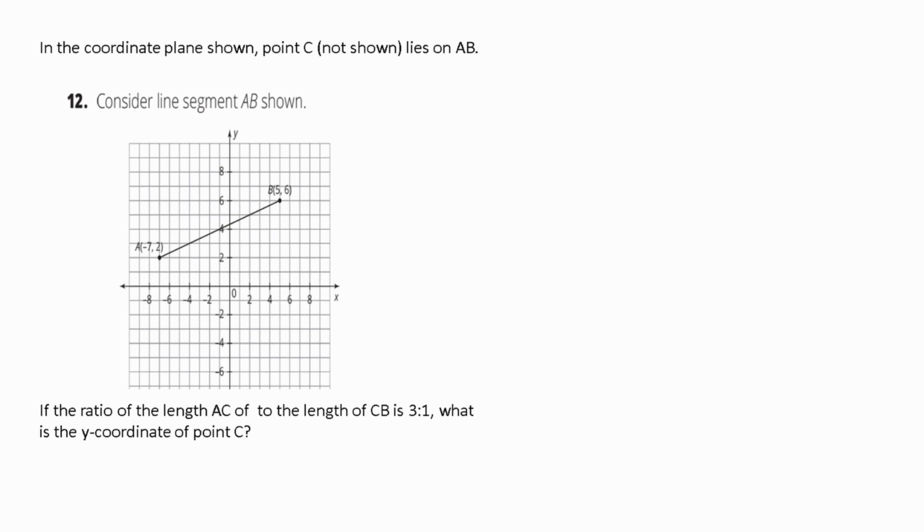All right, in our next one, it says in the coordinate plane shown, point C, not shown, lies on AB. And what we want to do is we want to divide it again. We want to divide it down here. It tells us we want to divide it into a 3:1 ratio. So we want to really cut this into 4 total parts, right?